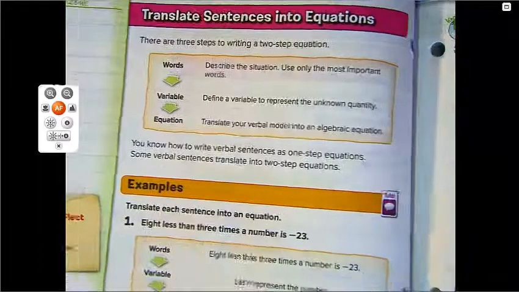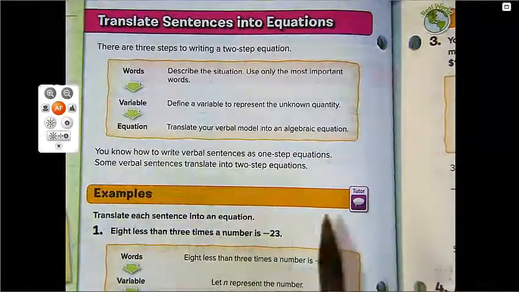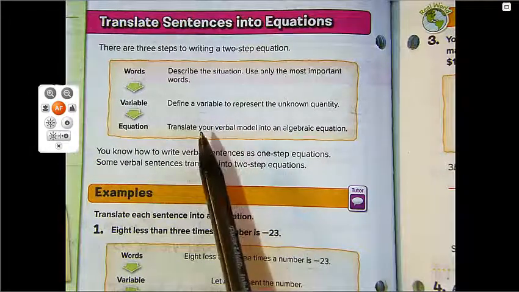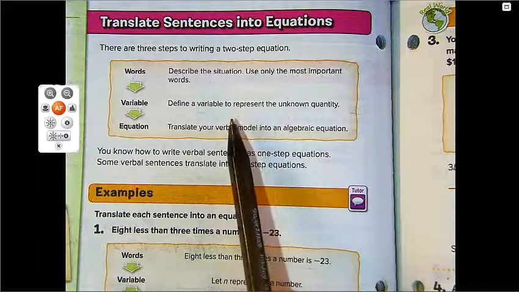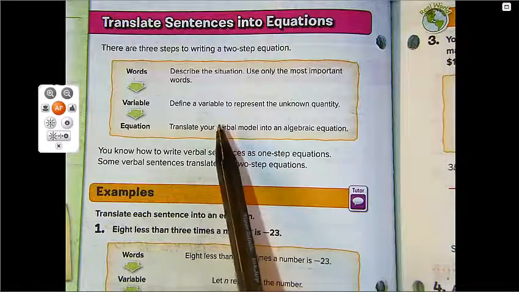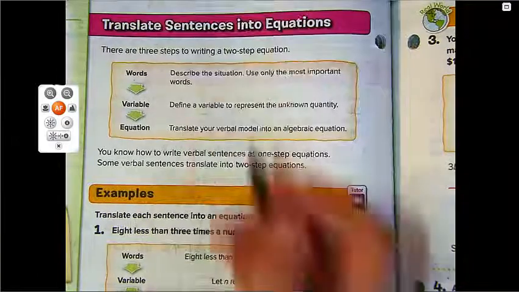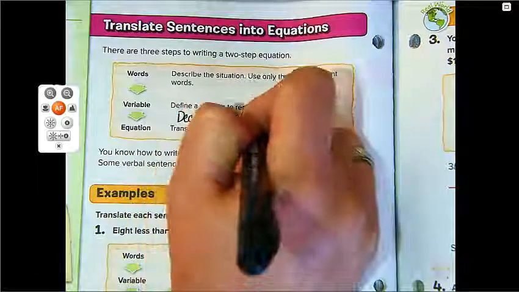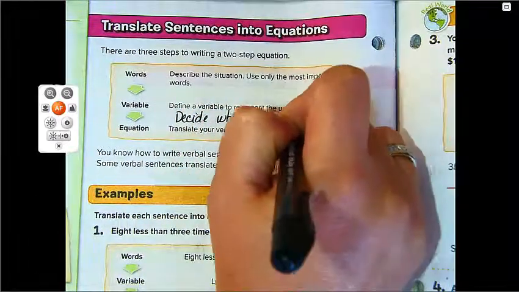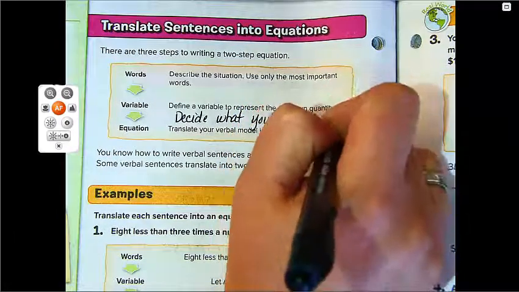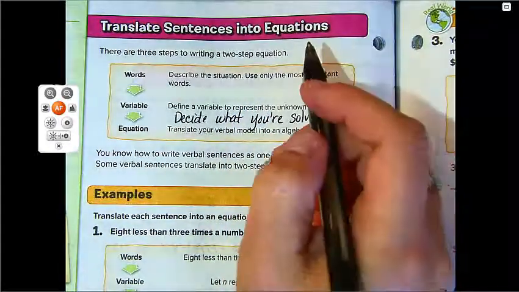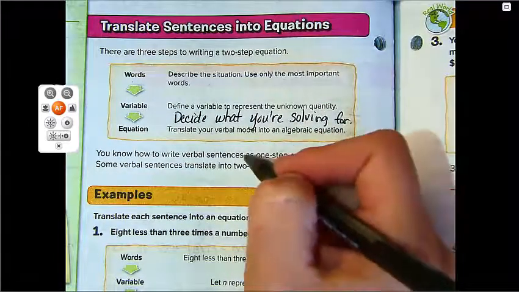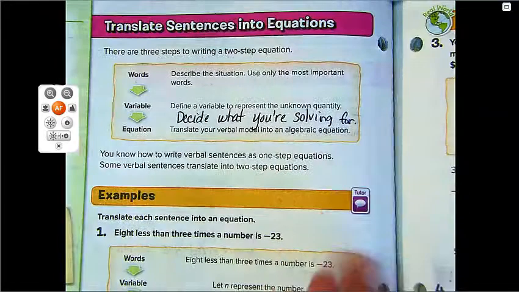This is how we solve a word problem. There are 3 steps. First, you have to describe the situation. You have to use only the important words. Those other words, they're not important. You have to be able to decide which words are important in the word problem. Define a variable or decide what you're solving for. So define a variable just means decide what you're solving for. The words part means that you're going to write an equation. So you're going to write an equation, then decide what you're solving for, and then translate your verbal model into an algebraic equation. So now let's look at the first one.